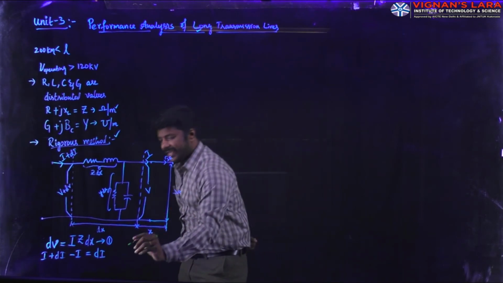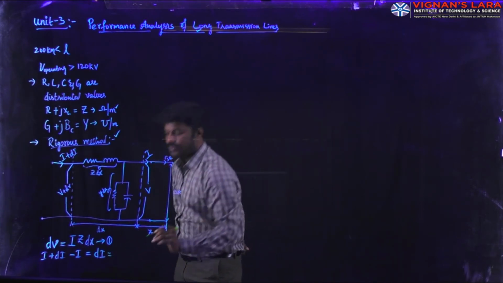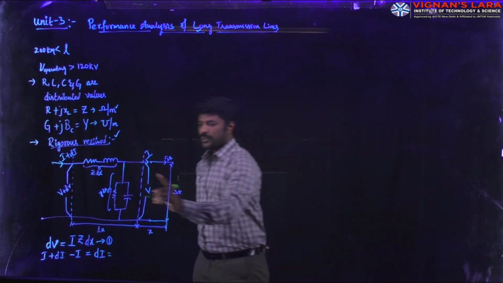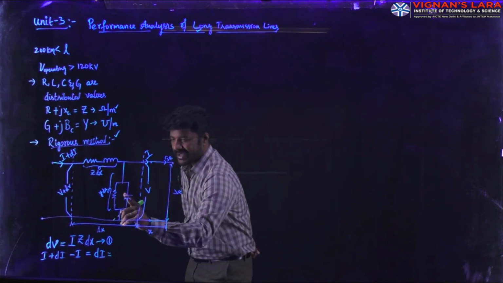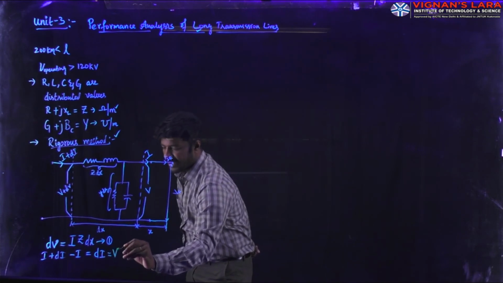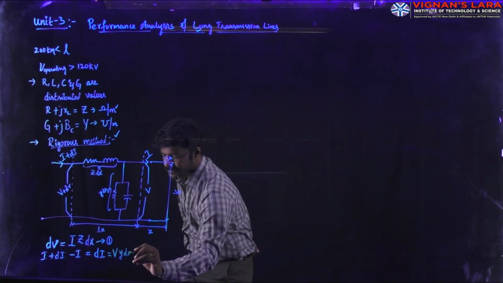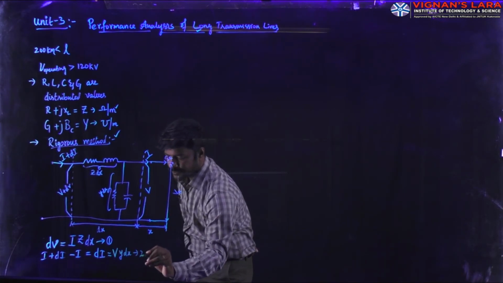So what is dI then? dI is equal to, as per the values, I is equal to VY. What is the voltage applied for this? It is capital V. And what is the admittance of the line? Y dx. Let it be equation 2.